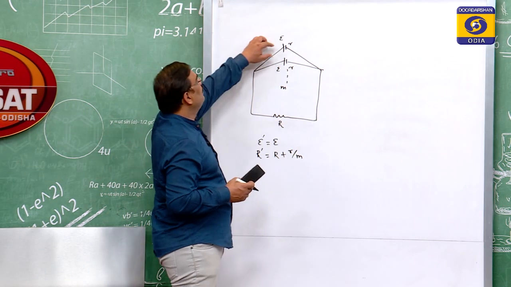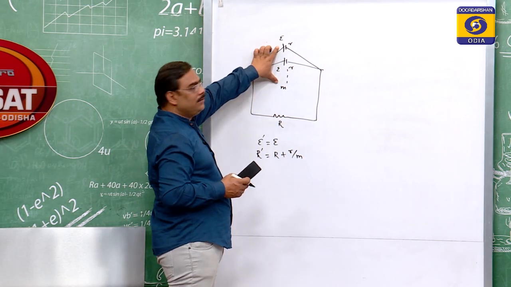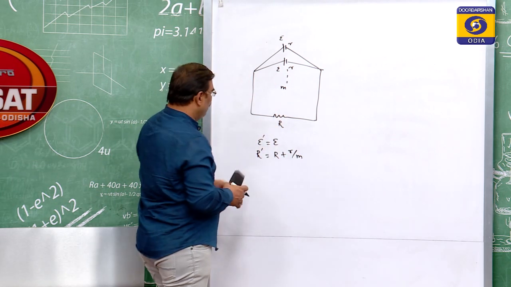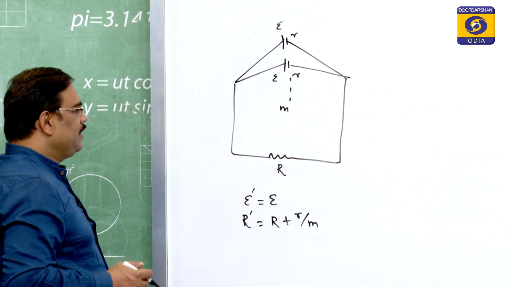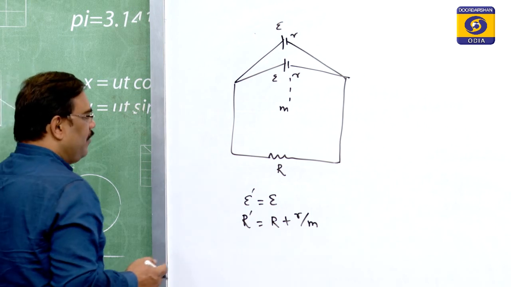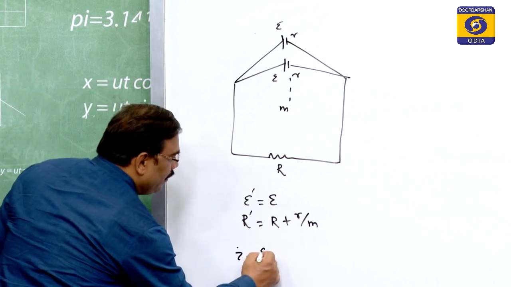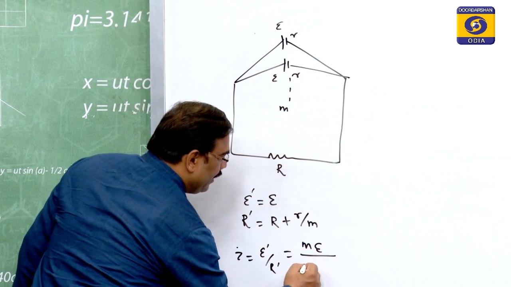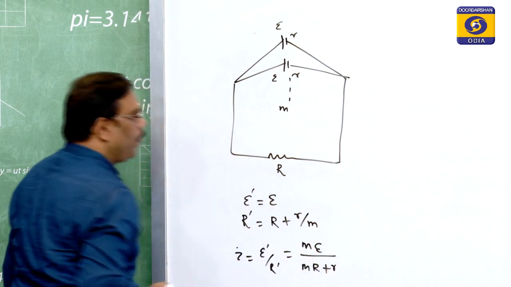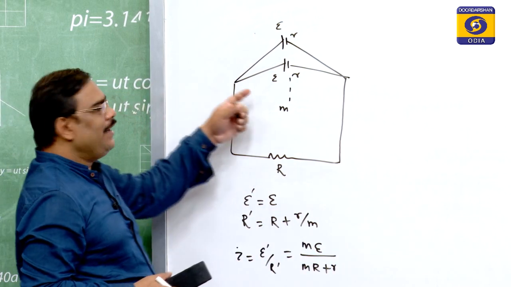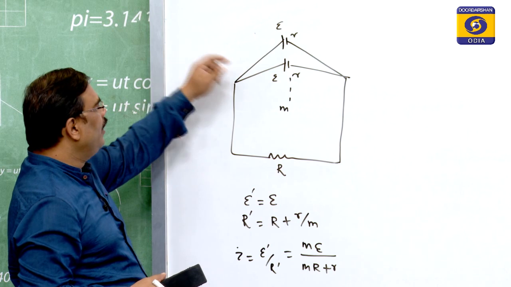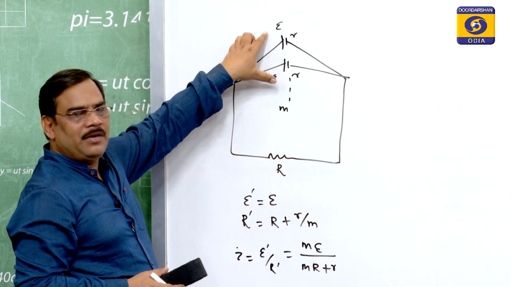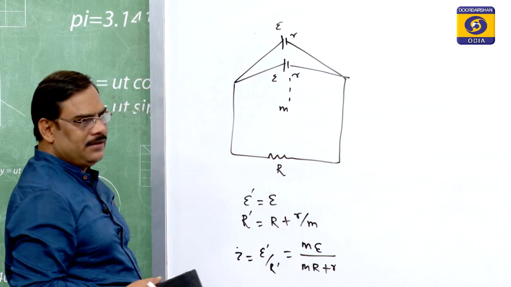Since these internal resistances are in parallel and the combination is in series with the external resistance R, the effective resistance will be R plus r by m. So, my current will be E dash over R dash, so it is mE divided by mR plus r. Again, if the cells are dissimilar, that can be calculated by using Kirchhoff's law. We will see it later on.